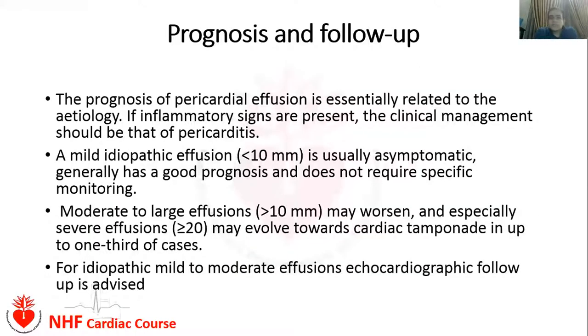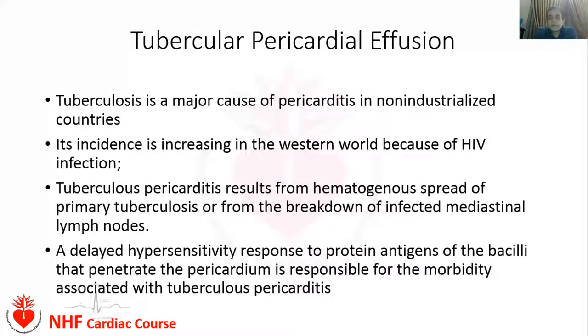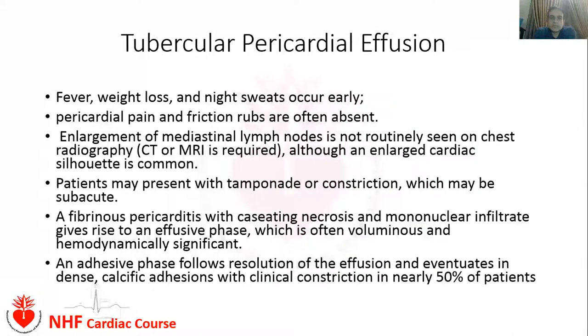The prognosis of pericardial effusion is essentially related to the etiology. A mild effusion is usually asymptomatic. Moderate to large effusions may worsen, as we have already discussed. A few words about tubercular effusion. Tuberculosis is a major cause of pericarditis and effusion in our country and in the Western world. Its incidence is increasing due to HIV infection.